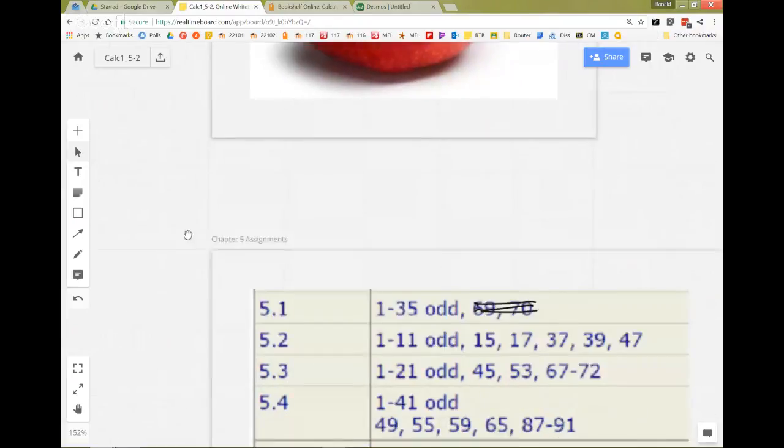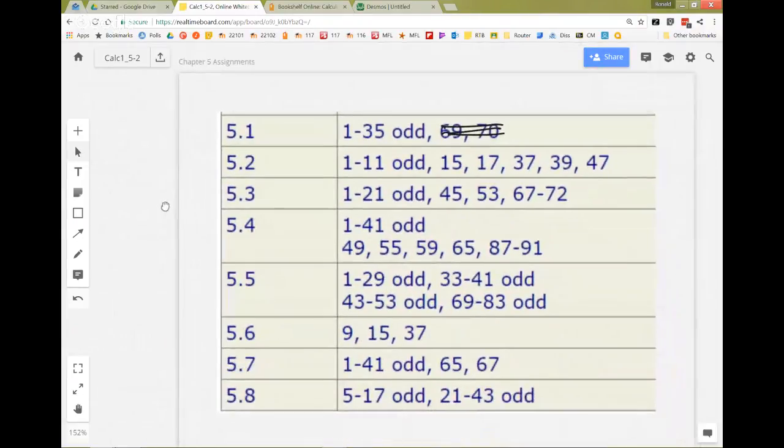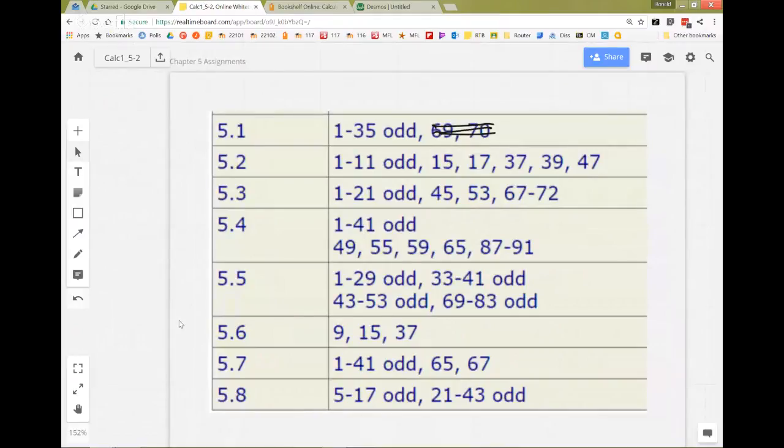The assignment, we'll leave it as it is there. 1 through 11 odds, and then added to that we have 15, 17, 37, 39, 47.